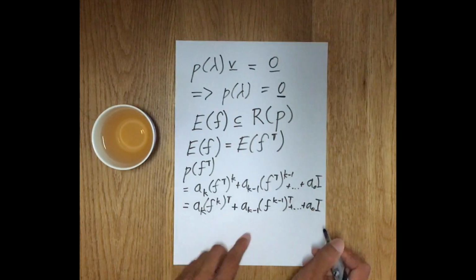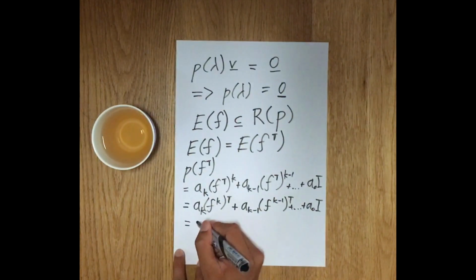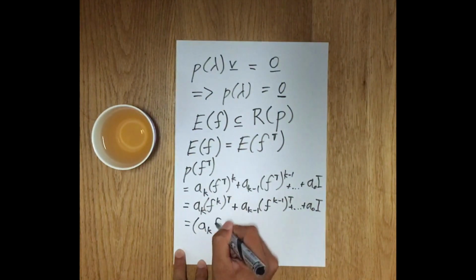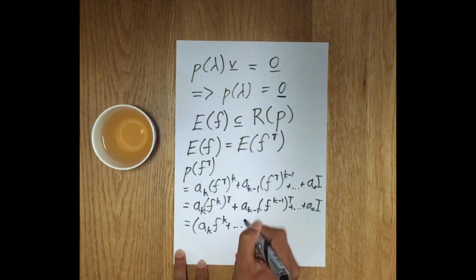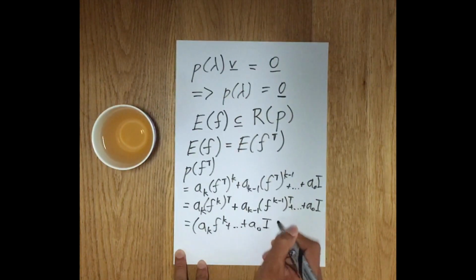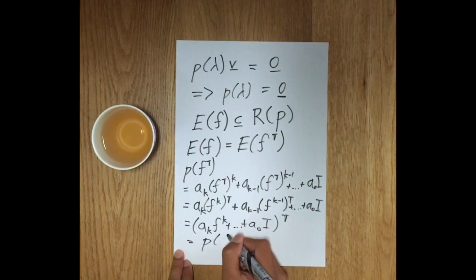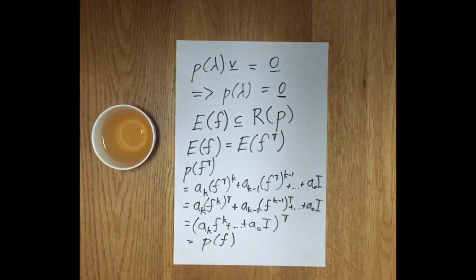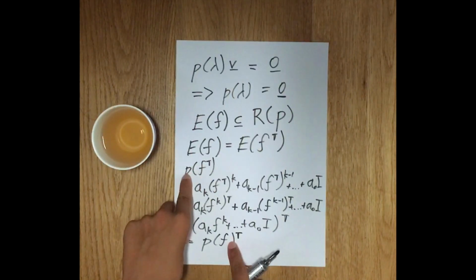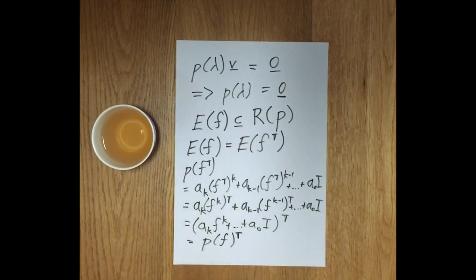Okay, and since transpose is linear, we could take the entire transpose and put it on the outside. And so we just showed that any polynomial of f transpose is that same polynomial applied to f and transposed everything. So polynomial application is interchangeable with transpose, which is very cool.